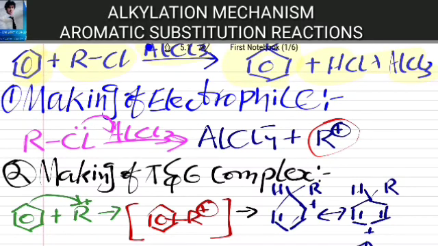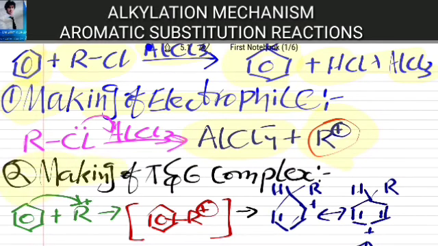As we know, aromatic reactions follow some rules. So there are 3 steps in the mechanism of aromatic substitution reactions. The first one is making of the electrophile. To accomplish this, we react RCl with AlCl3 catalyst, and we can get AlCl4 negative and R positive as our electrophile.